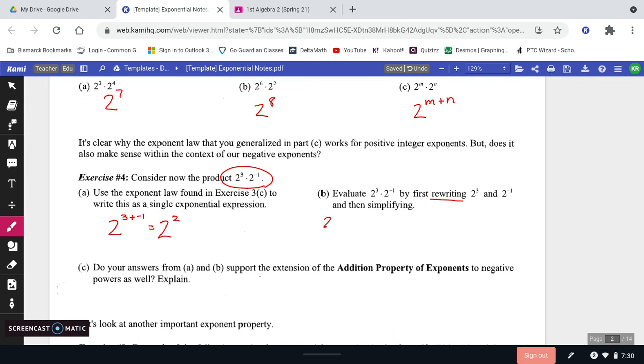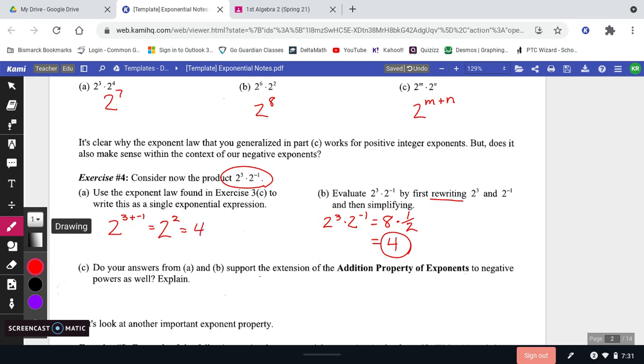So 2 cubed times 2 to the negative first. Well, 2 cubed would be 8, and 2 to the negative first would be 1/2. 8 times a half, you get 4. Is that the same thing as 2 squared? Yes, 2 squared is also 4. So it looks like that same rule, you can still use that rule even if you're working with negative exponents.